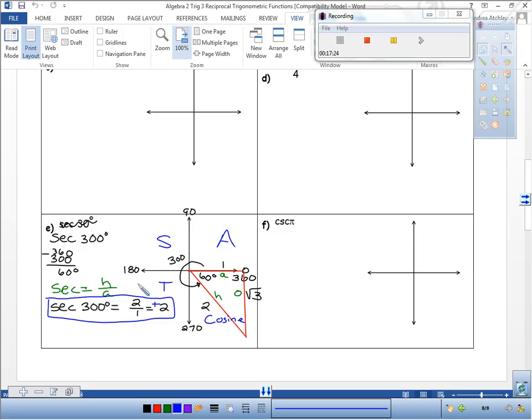We're all good? Okay, next one. Put a star by this one. This is a little different. Okay, we didn't do this in Trig 2, we didn't have these types of problems.